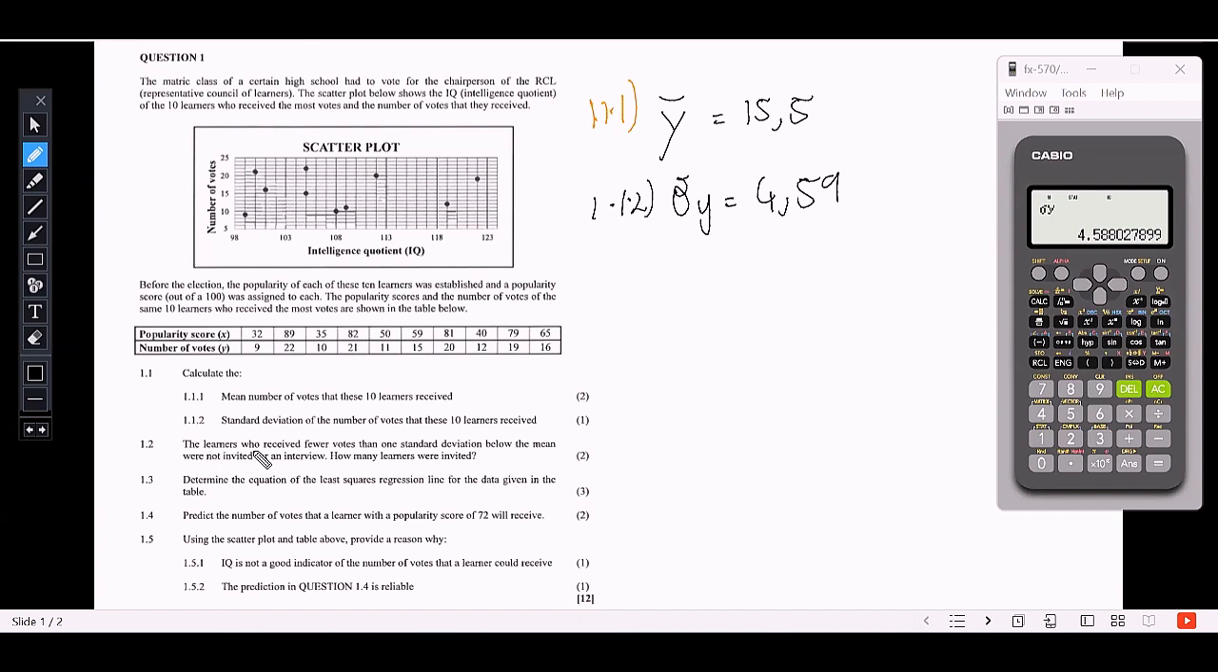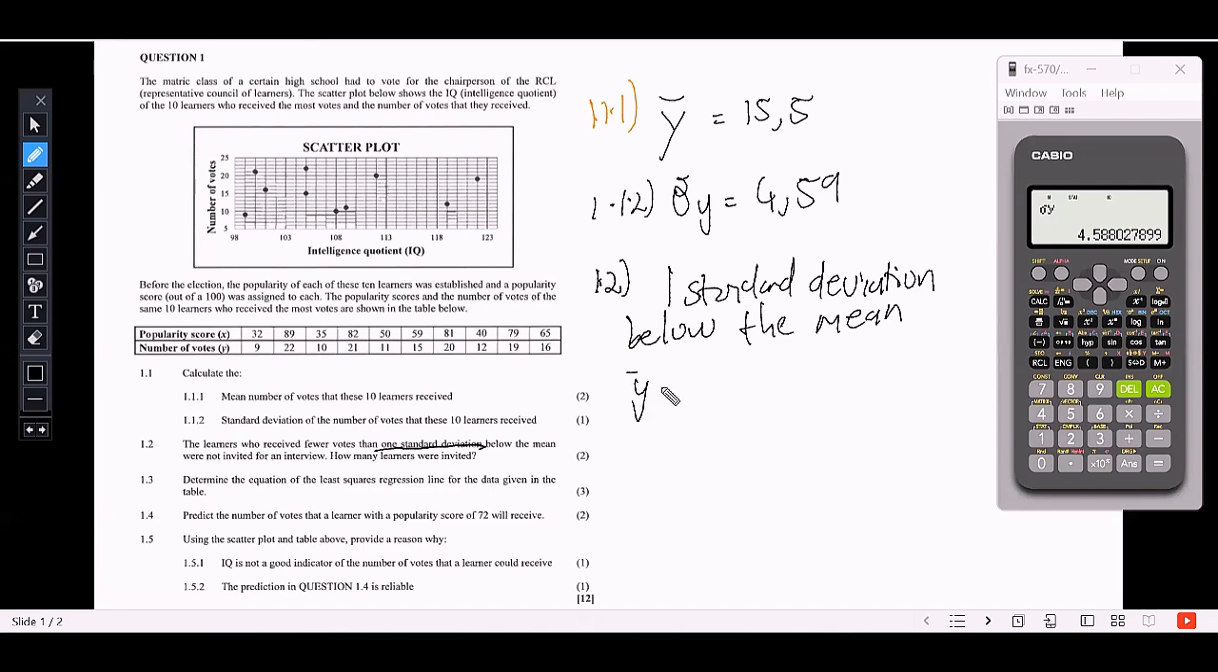Then 1.2: the learners who receive fewer votes than 1 standard deviation below the mean were not invited for an interview. How many learners were invited? First thing that you need to understand is the language here, the way in which they express this question. Now, if they say 1 standard deviation below the mean, understand this. This is what is expected from you. So 1 standard deviation below the mean, that's Y bar minus 1 standard deviation.